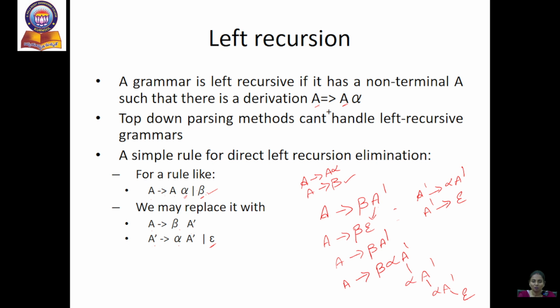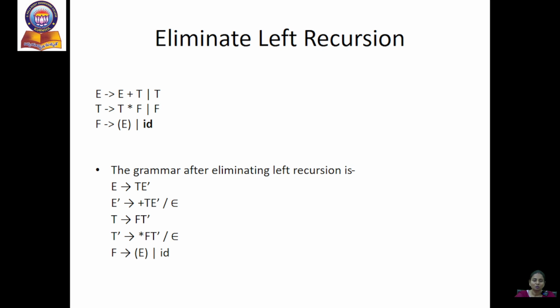So the meaning of the production does not change even though we have rewritten this by eliminating the left recursion into these two formats. Let's see one example for clear understanding. Consider this example: E derives E plus T or T, T derives T into F or F, F derives (E) or ID. I'll write one production at a time. First we'll see E derives E plus T and E derives T.